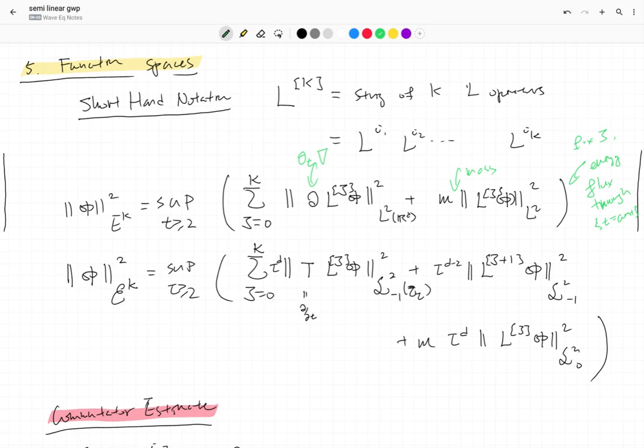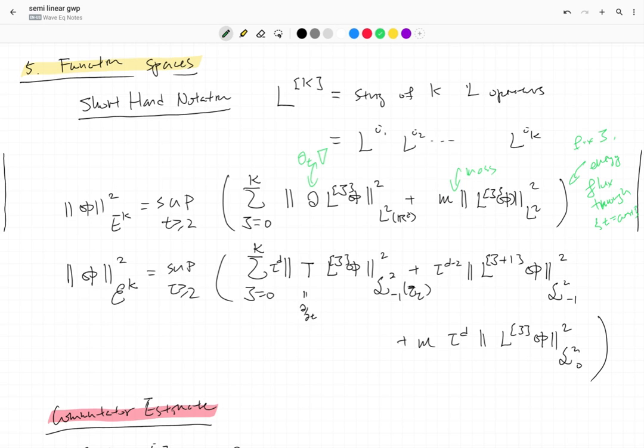Now, how about script E? Well, script E, we're going to take the same convention as we did before, where the script version is the integral on the hyperboloid. So script E is going to correspond to the energy flux of the L operators acting on phi through the hyperboloid. This formula should be somewhat familiar from what we have already seen earlier when we talked about the hyperboloidal energy estimates.